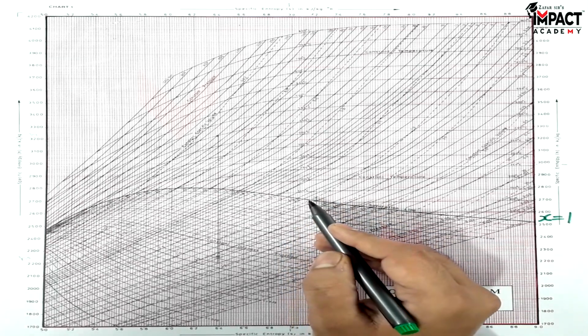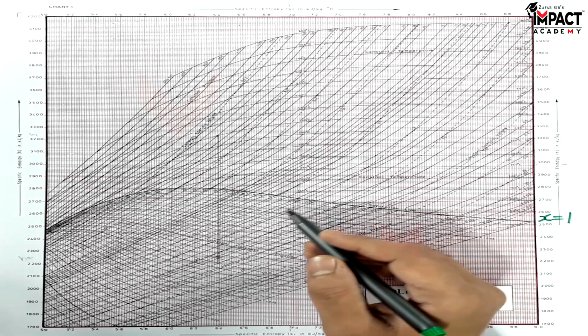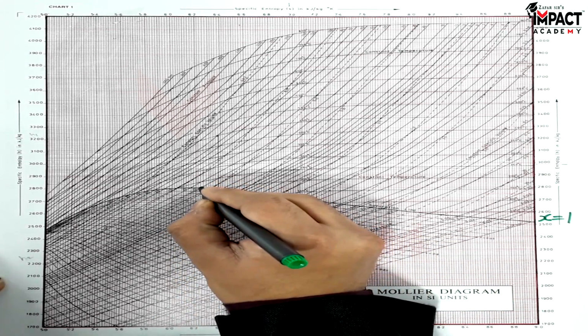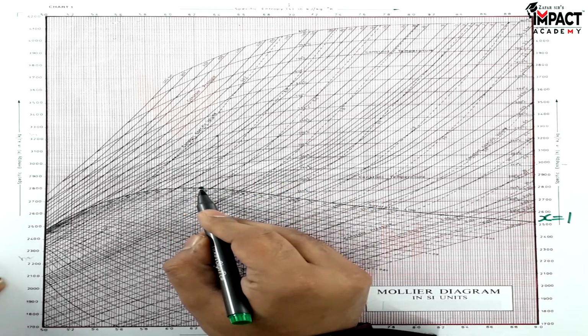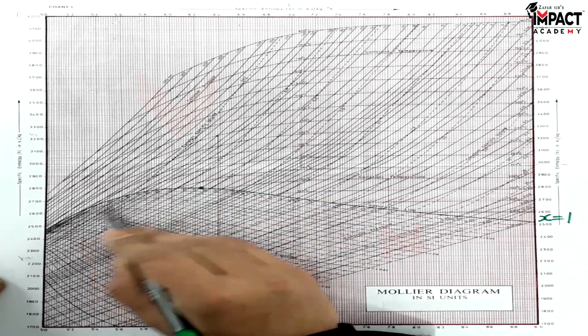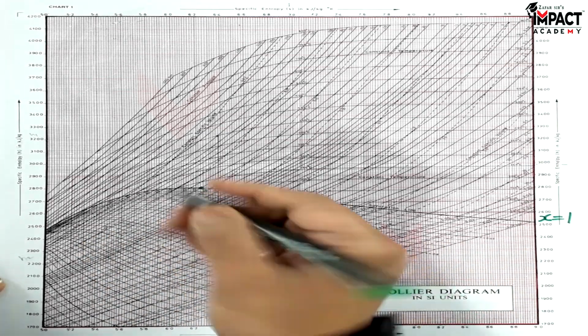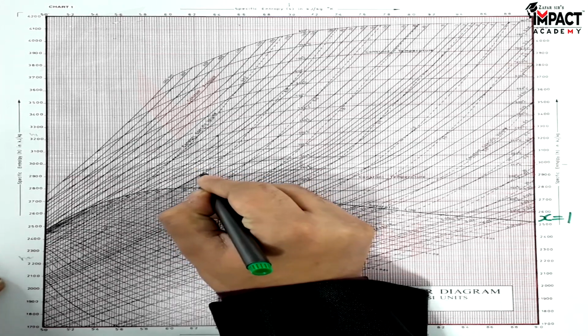Now in this problem the temperature is not given, pressure is given, and that pressure is 25 bar. So what I'll do, on the saturation curve, here is the pressure which is of 25 bar, and this would indicate point number 1 because it is on the dry saturated line. So I have got point number 1 over here. I am marking this. This is point number 1.